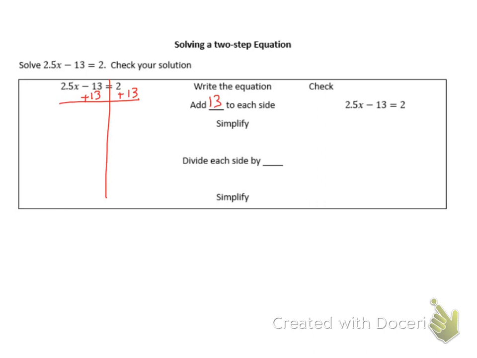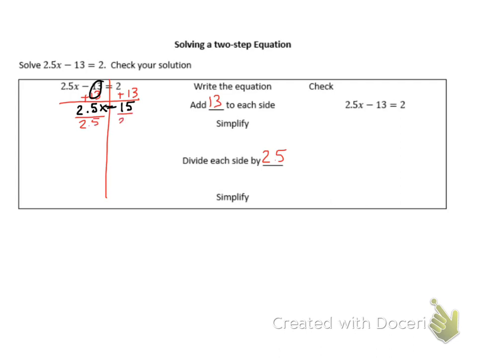Okay, so now that we've got this, negative 13 plus 13 is a 0. 2.5x minus 0 is just 2.5x. And then 2 plus 13 is 15. All right, so now at this point, we've got 2.5 times x. We are going to divide each side by 2.5 because that's what we were multiplying by.